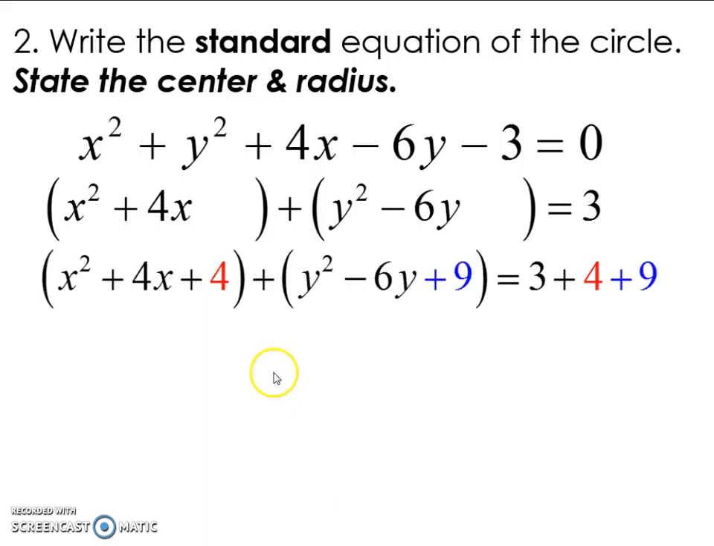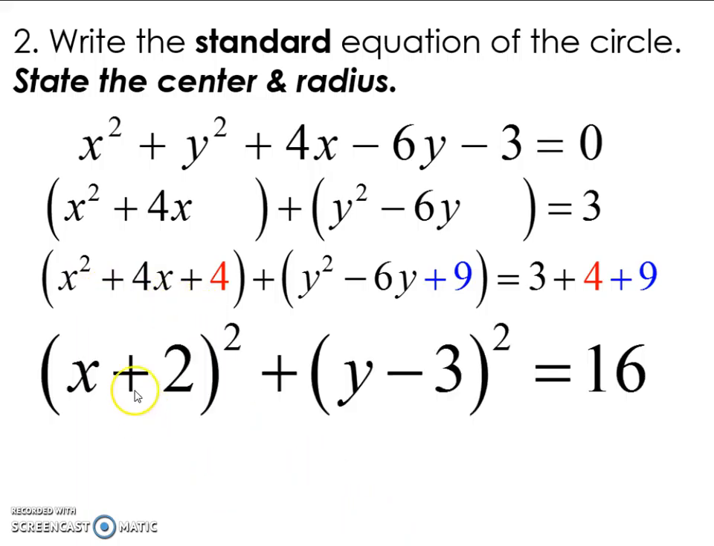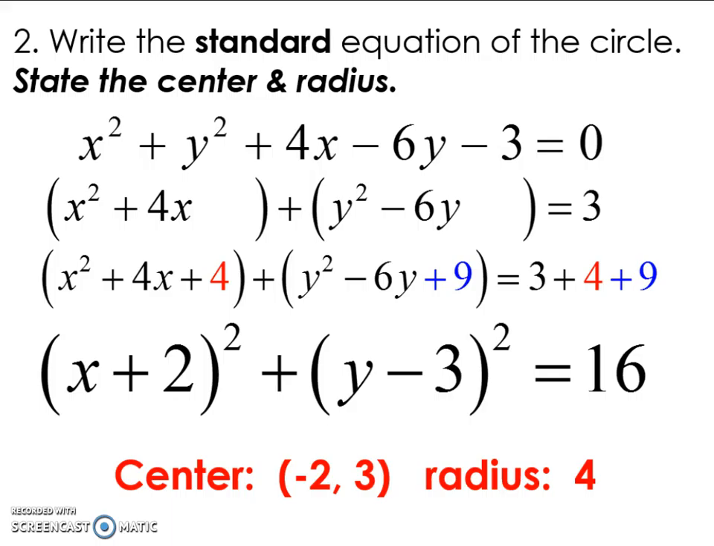Clean it up. Now remember, this is a perfect square trinomial. It's going to factor down to a binomial squared. Comes out to be square root of x squared is x, square root of 4 is 2, take the sign. Square root of y squared is y, square root of 9 is 3, take the sign. Now you've got it in standard form. So the center is (-2, 3), radius of 4.